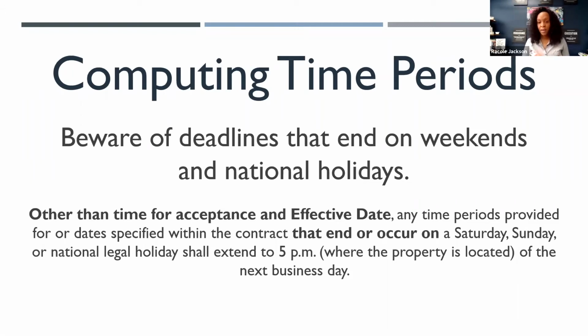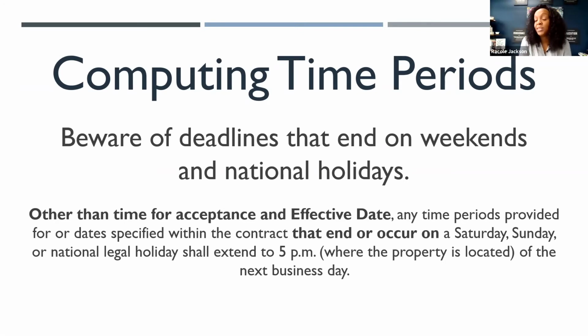So what is everything else? Escrow deposit. Let's say we go into contract July 1st. And it says within 3 days, I'm making my escrow deposit. Again, you're saying banks are open on Saturday, but it says right here that Saturday, Sunday, or national legal holiday it rolls forward. It doesn't say anything about the banks being open, right? It says that it's a holiday. So with 4/6 falling on a Saturday, it rolls forward to the next business day, 5 p.m. where the property is located.